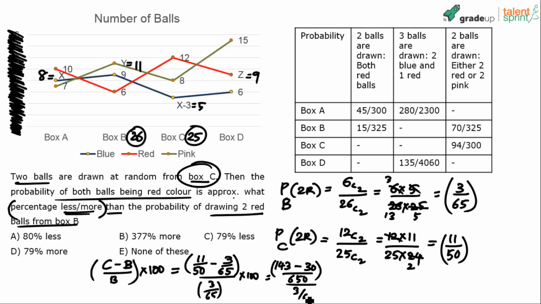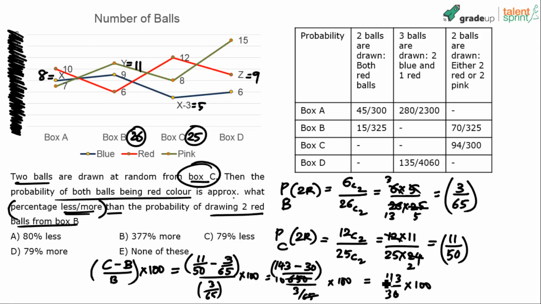3 by 65. Sorry, there's very little space here. Multiplied by 100. So this goes 10 times. 10 into 3 becomes 30. Denominator becomes 30. And 143 minus 30 is how much? 143 minus 30 is 113, divided by 10 into 3, 30, into 100. So clearly the answer is at least 300%.